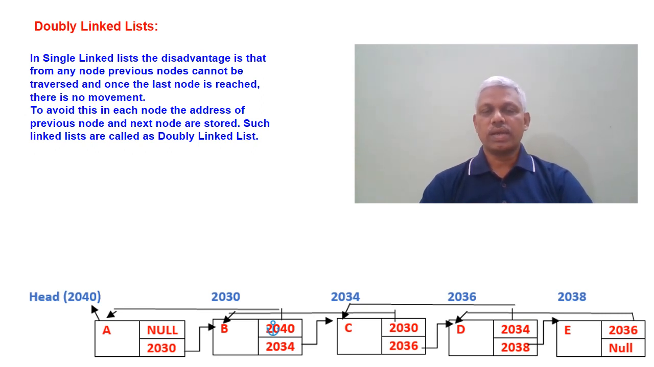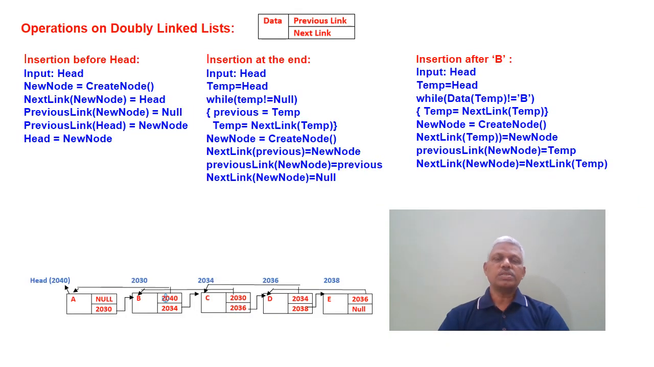Like this, we can have a number of double linked list nodes, and the last node of the double linked list again shall consist of null in the next link, whereas in the previous link we'll have the previous node 2036. So like this we can create a double linked list. When it comes to the operations on the double linked list, again we can traverse through the double linked list. We can insert before the current head of the double linked list. We can have insertion at the end of the double linked list, and insertion at a location can also be done.